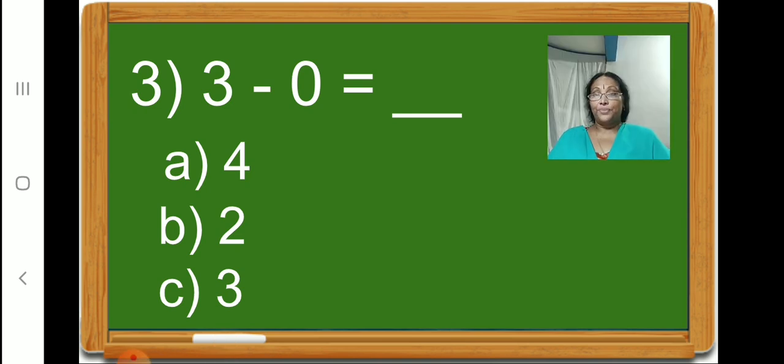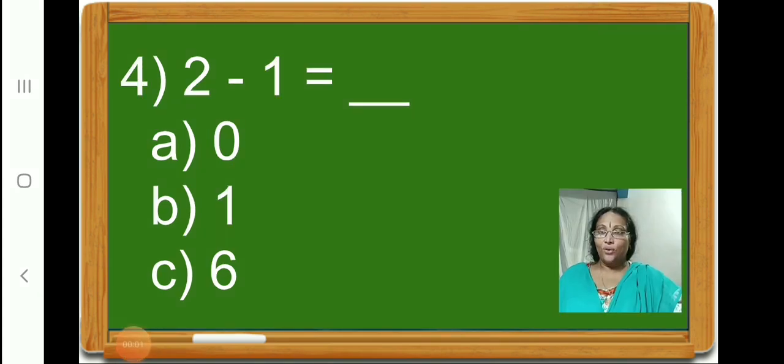Children, subtracting 0 from a number gives the same number. Okay? Whenever we subtract 0 from a number, it gives the same number. That means the answer will always be the same number. Okay? So 3 minus 0 is equal to 3. Now let us select the correct answer 3. Okay? By clicking option C.